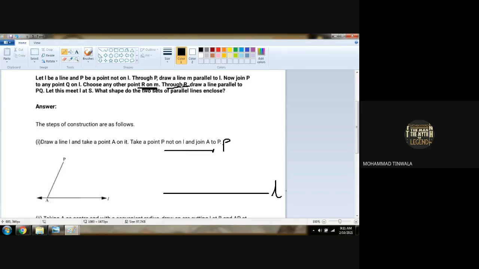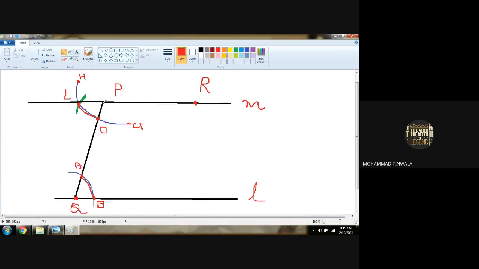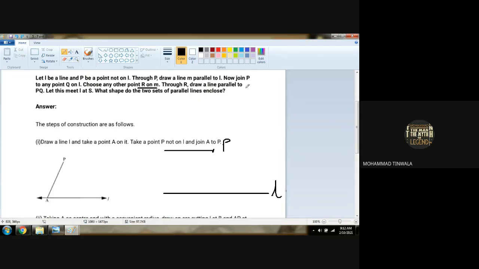Now what does it say? Through R, draw a line parallel to PQ. That means from point R we have to make a line parallel to PQ. Which line is PQ? This line, PQ. P is over here and Q is over here. This line segment is PQ. Are you getting my point, boys? So we have to make a line parallel to PQ. This line we have to prepare.